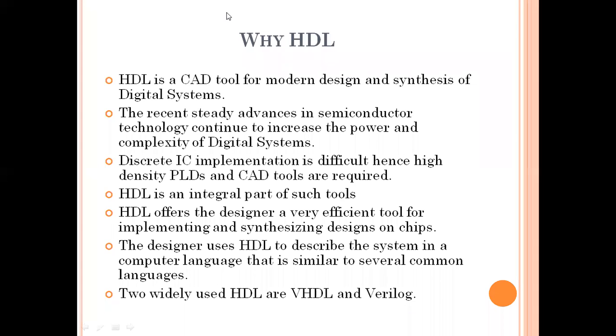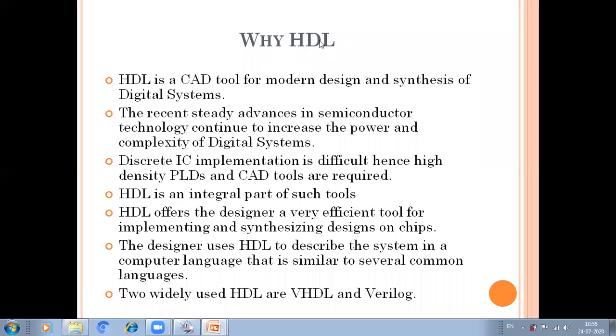So in the hardware description language, but why the hardware description language, right? In the logic design, why do we prefer the hardware description language? So these are the reasons why we use it. Hardware description language is a CAD tool, a computer-aided design tool for modern design and synthesis of digital systems, right? So hardware description language is used to make a model of the digital circuit, right?